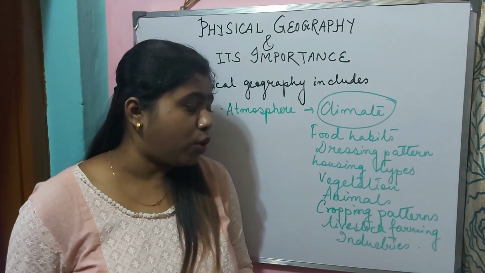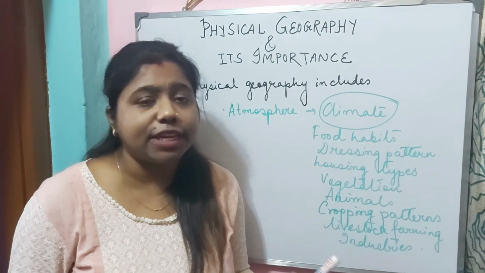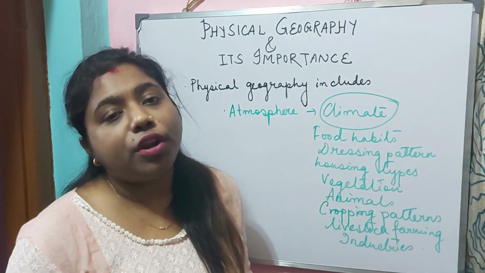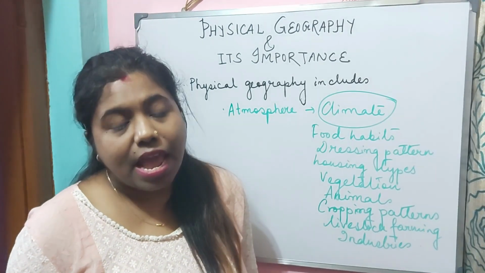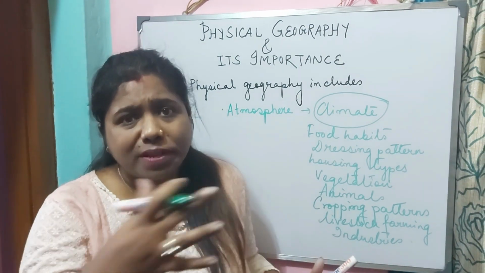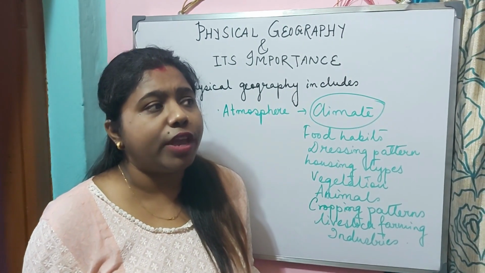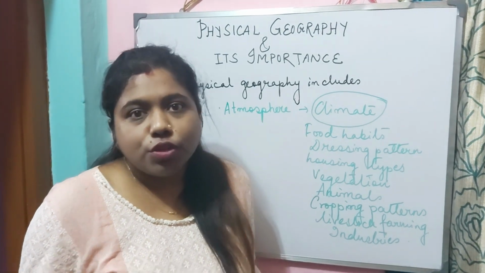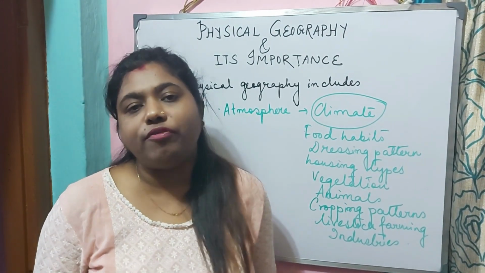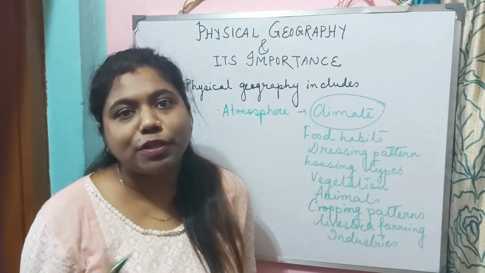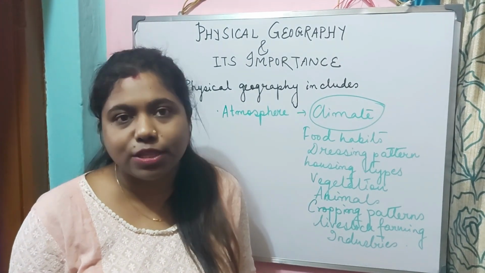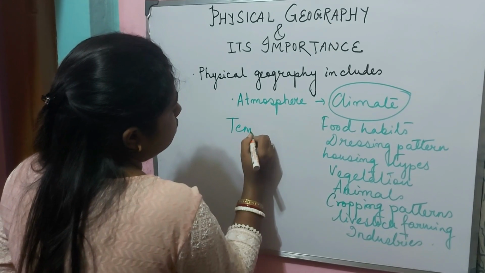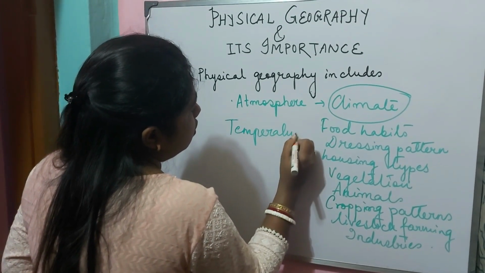With modified technology, human beings can modify the elements of climate in a specific area. For example, the innovation of the air conditioner. So obviously it is modifying the element of climate in that particular area where air conditioners are installed.